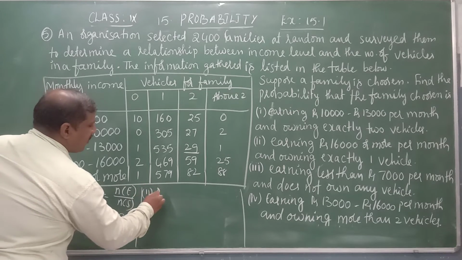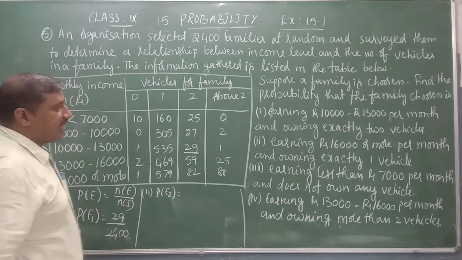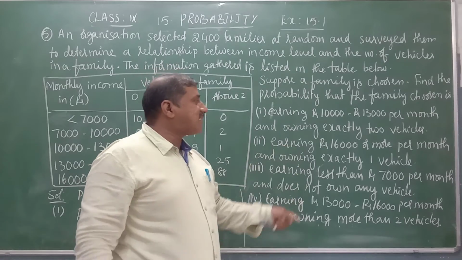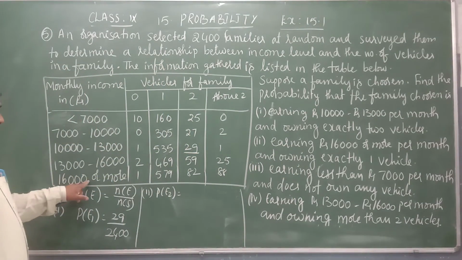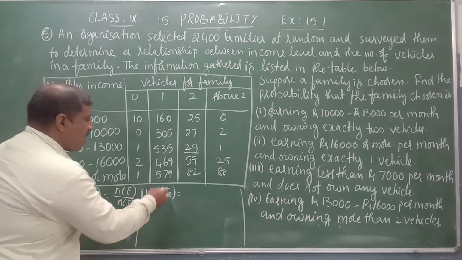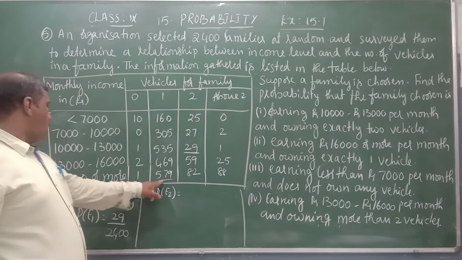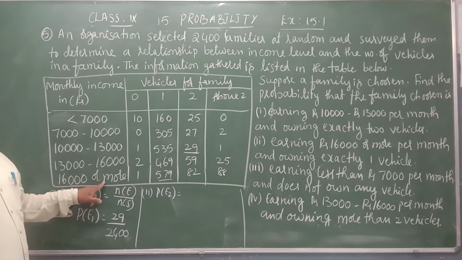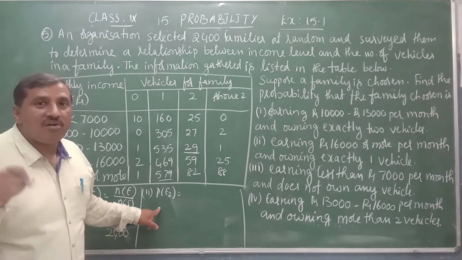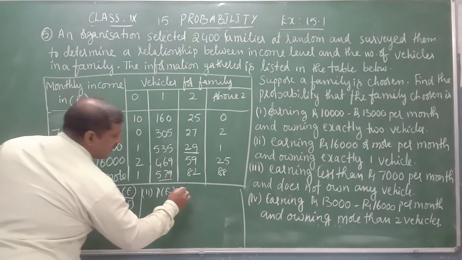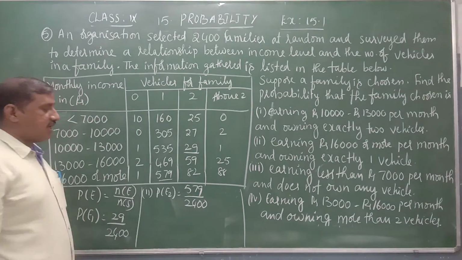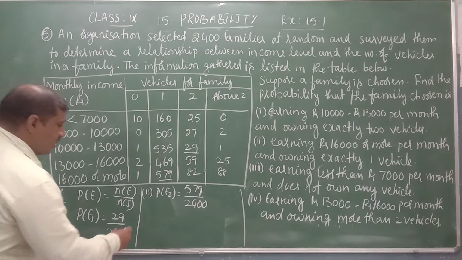Next, the second question, P of E2: earning 16,000 rupees or more per month and owning exactly one vehicle. How many families have only one vehicle and earn 16,000 or more? Exactly 579. That 579 is the number of favorable outcomes of the second event. Therefore, it is 579 divided by 2400.